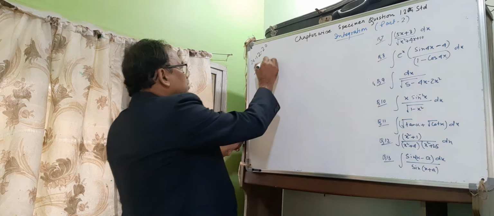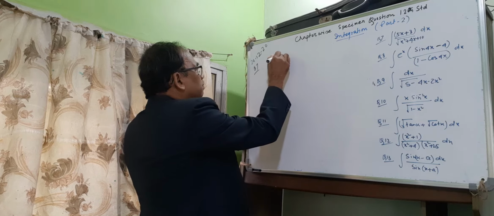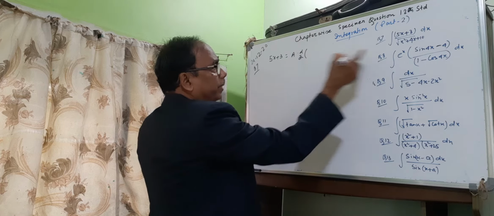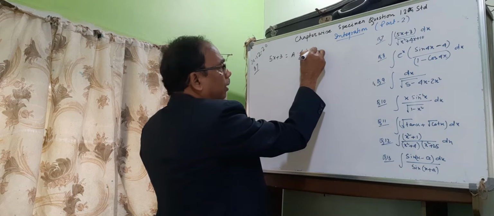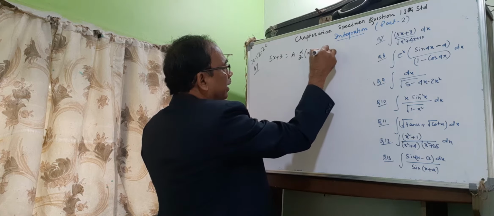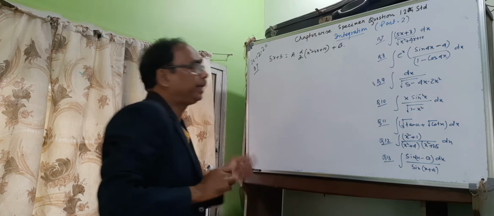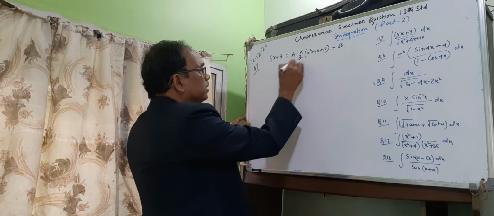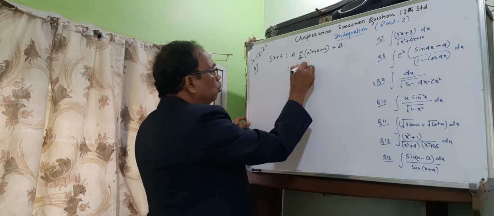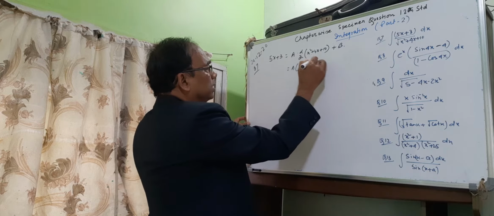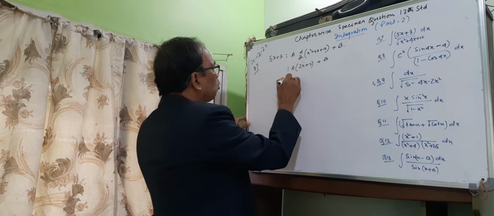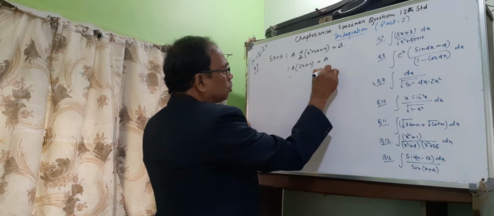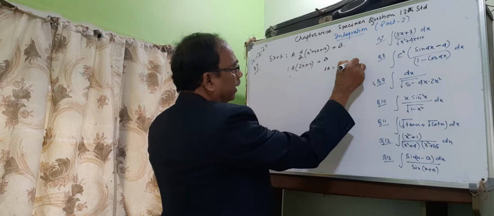Let's take 5x plus 3 equals a into d/dx of the denominator, means x square plus 4x plus 10, plus b, where a and b are constants. Now comparing, that is a into 2x plus 4, differentiation of this, plus b. Now comparing with the variable x, 2a equals 5, then a is 5 by 2.